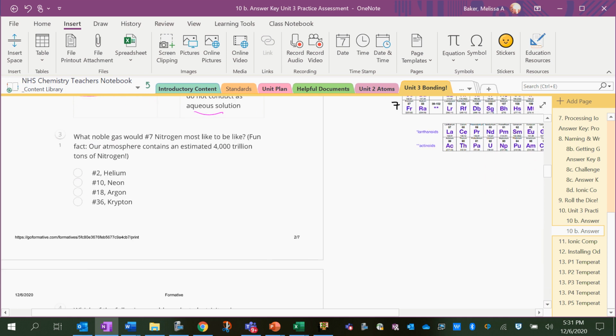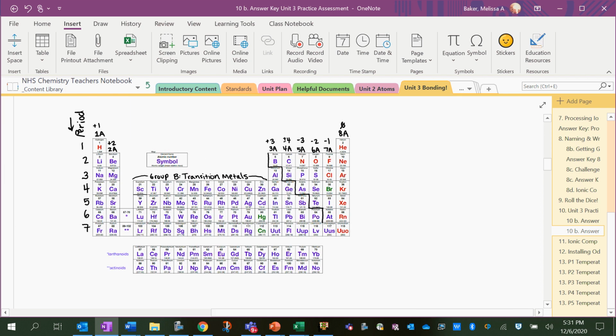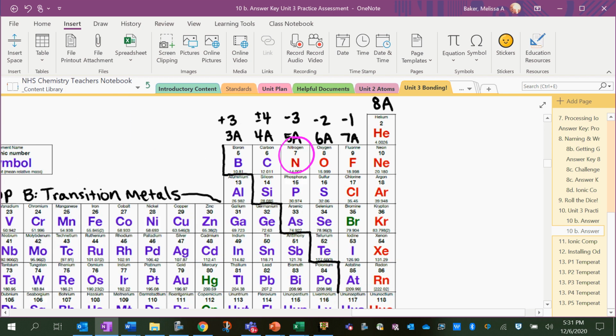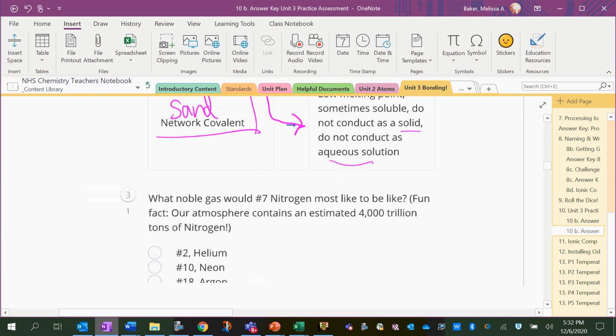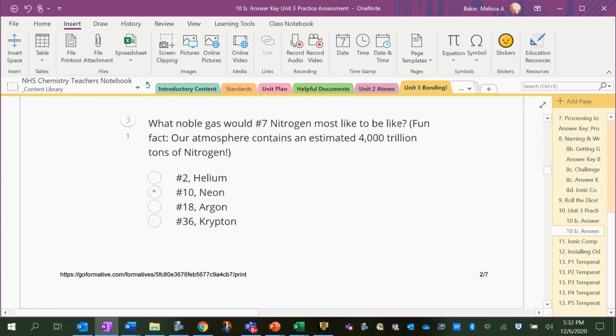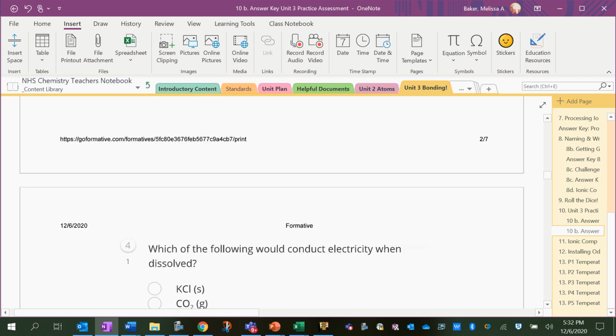Which noble gas would nitrogen most be like? If we go to number 7, nitrogen, it's closest to number 10, neon, right? Because it's 5 away from helium, but it's only 3 away from neon. So the answer would be number 10, neon.